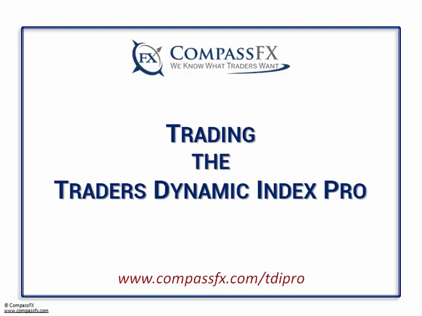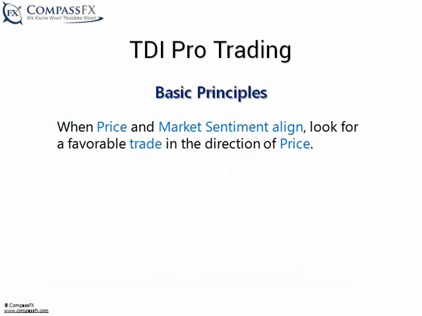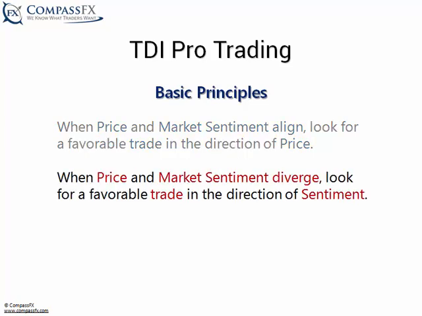This training video is about trading with the Traders Dynamic Index Pro. The Traders Dynamic Index Pro, also known as the TDI Pro, has two basic principles. First, when price and market sentiment align, they're moving together in the same direction, look for a favorable trade in the direction of price. The second principle is when price and market sentiment diverge, moving apart from one another, moving in opposite directions, look for a favorable trade in the direction of sentiment.